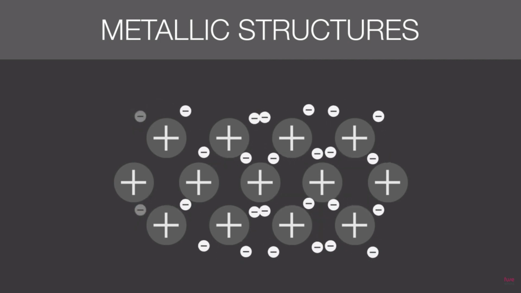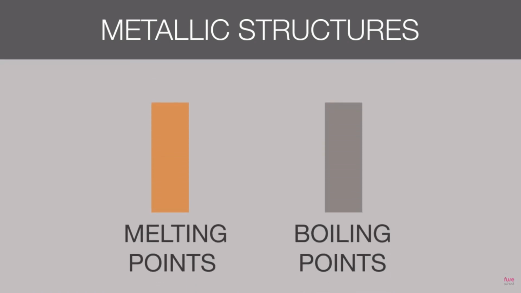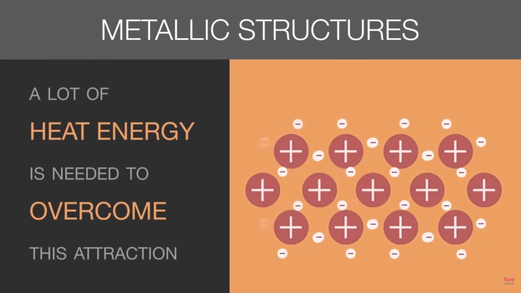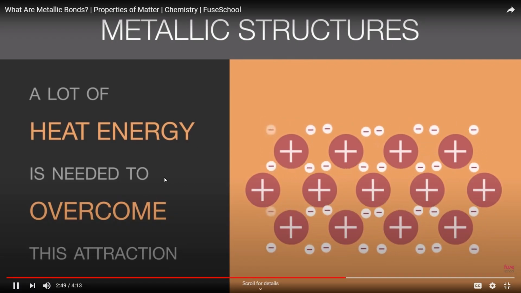This is a very strong attraction and explains why metals have high melting and boiling points. A lot of heat energy is needed to overcome this attraction. This is also why metals are very good conductors of heat. See again, this strong attraction. You can think of these electrons as glue, holding them together. Because the attraction is really strong, you have really high melting and boiling points. So it's really hard to melt metals, as you know.